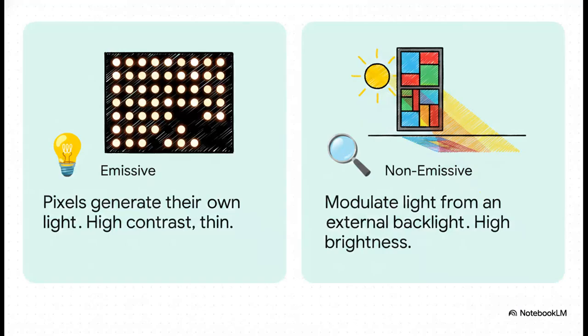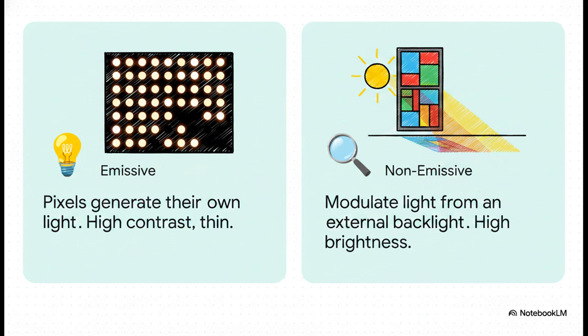Let's compare the two major categories here. Think of non-emissive displays, the ones on the right, kind of like a stained glass window. Now, a stained glass window doesn't glow on its own, right? It needs the sun or some external backlight shining brightly through it to work. Non-emissive displays just filter or modulate that external light to create the image you see. They give us incredibly high brightness, but the screens are generally a bit thicker because of that extra light layer.